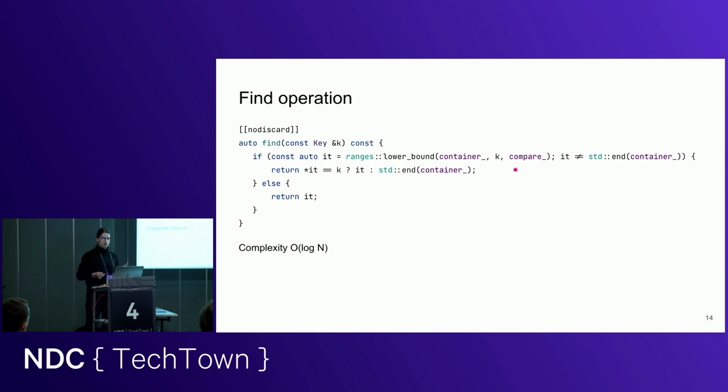And here we can check: if the element is completely not found, we return the iterator to the end, but if the element is found, we return the element itself, and otherwise we return the end of the container. Strictly speaking, this is a binary search. So that's the complexity of it, it's logarithmic. Very cool, we're good here.